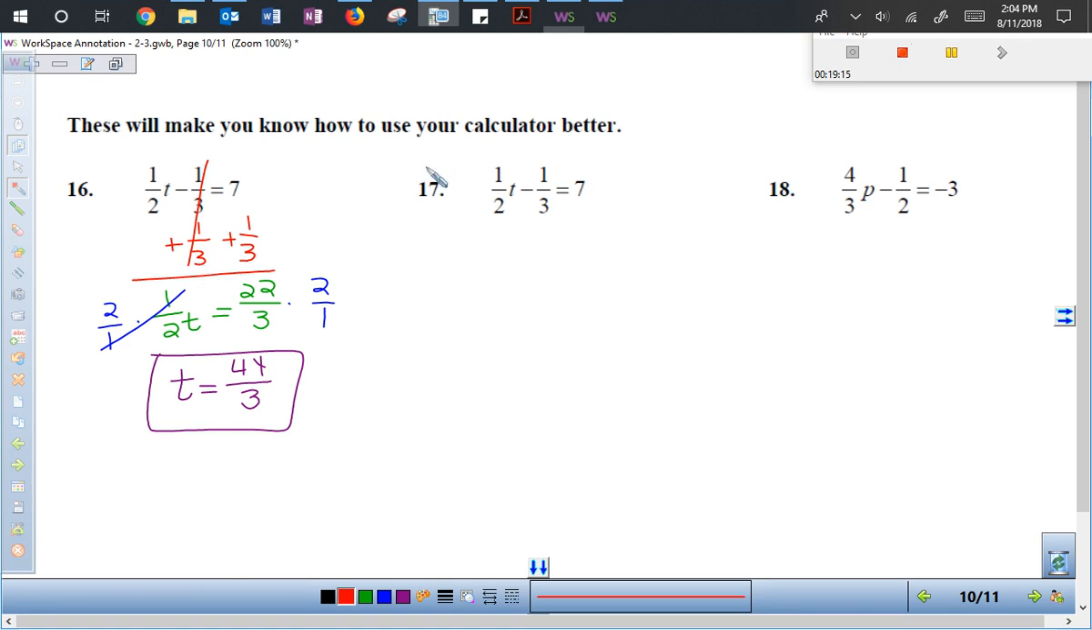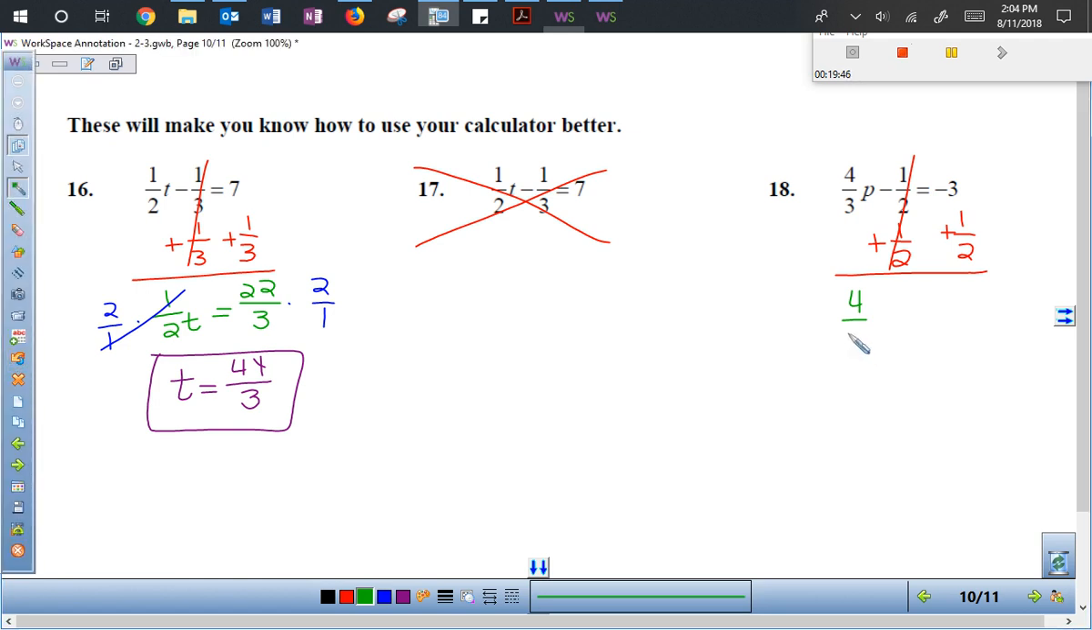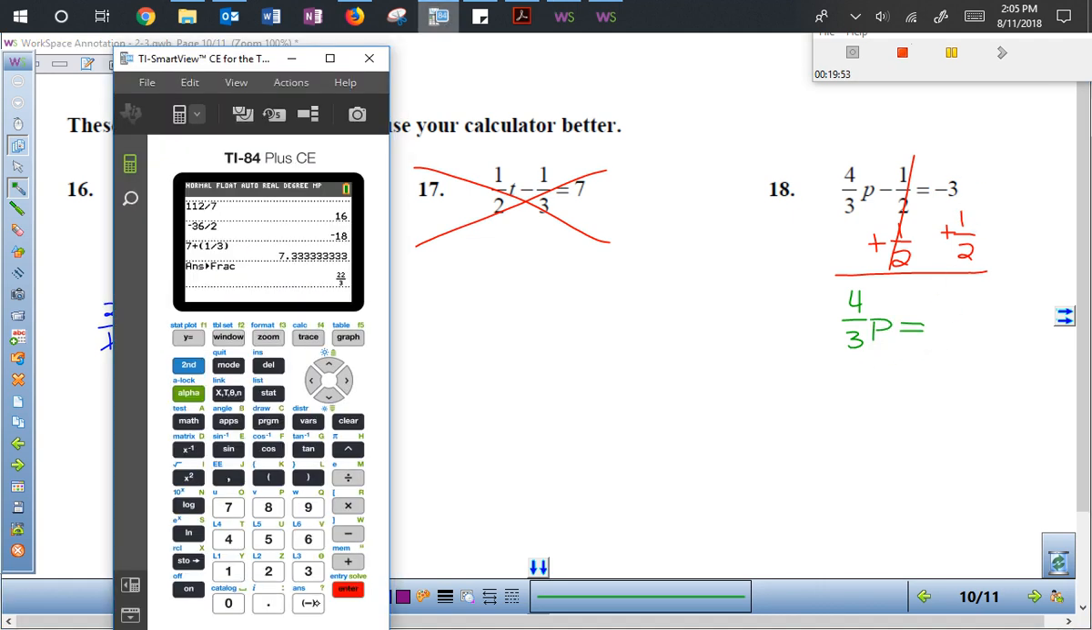Alright, we're actually going to cross out 17 because it's the exact same as 16, which is silly. On number 18, again, we start with addition or subtraction. So I'm going to get rid of this -1/2 by adding 1/2 to each side. The left side will cancel out and leave me with 4/3 times p. On the right side, I'm going to need to use my calculator for that. So I'm going to take -3 plus parentheses 1/2, turn it into a fraction, and I get -5/2.